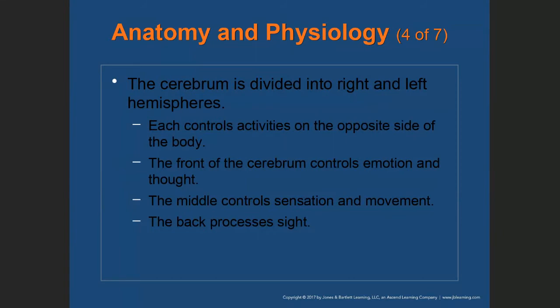The cerebrum is divided into the right and left hemispheres. Each controls activities on the opposite side of the body. So the right hemisphere controls movement on the left side of the body, and the left hemisphere controls movement on the right side of the body. The front of the cerebrum is responsible for emotions and thought. The middle controls sensation and movement, and the back processes sight.